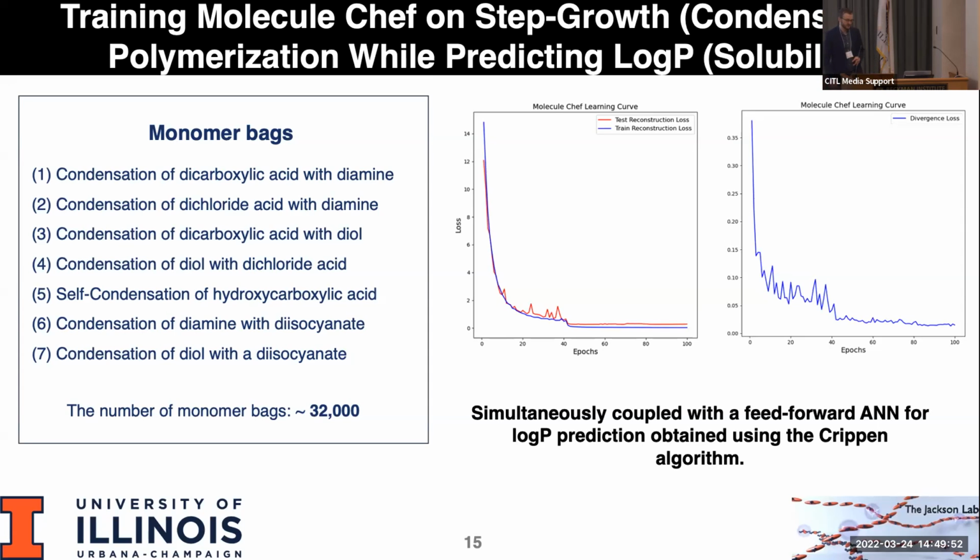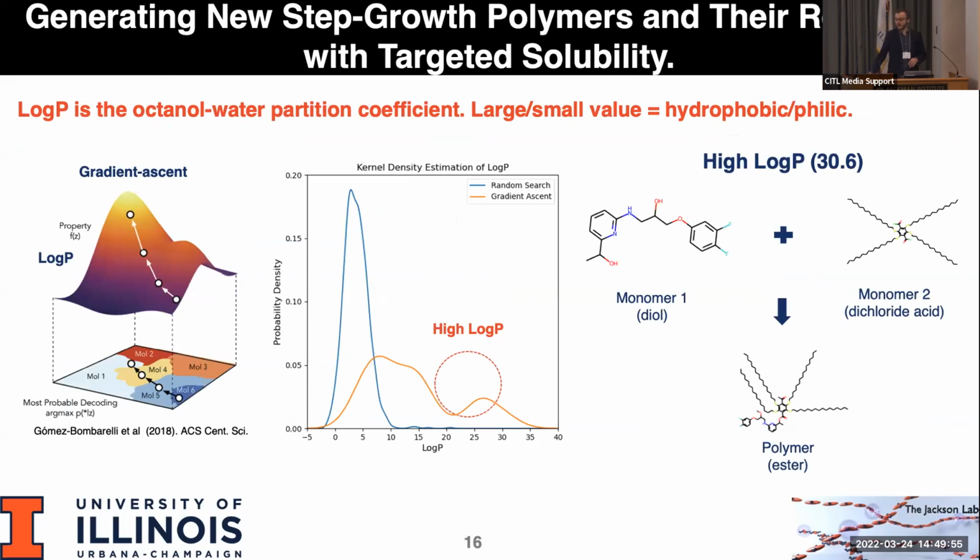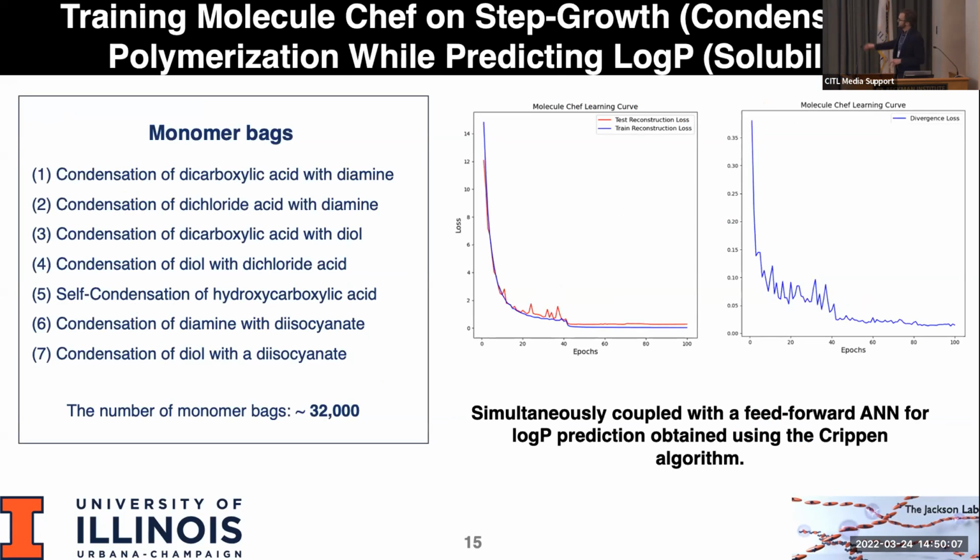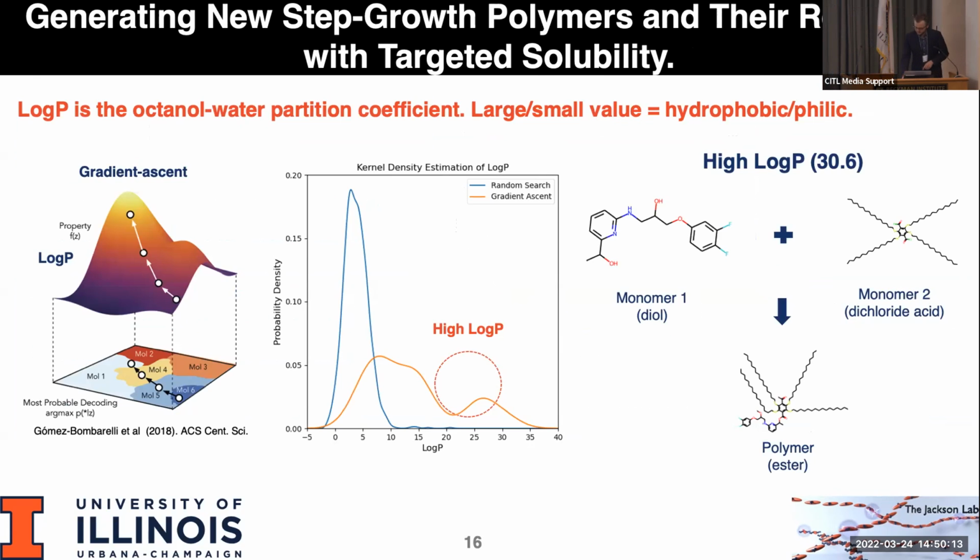So log P, which is on the other slide, is the octanol-water partition coefficient. It's a measure of solubility. If it's really large, it tells you that your chemistry is probably going to be hydrophobic. And if it's really small, it tells you it's probably going to be hydrophilic. And so what we do is we train our molecule chef architecture on this new data set, this subset of the OMG. And the idea is that we're, again, putting in the monomer bags, sorting the latent space according to their solubility, and outputting the monomer bags again.